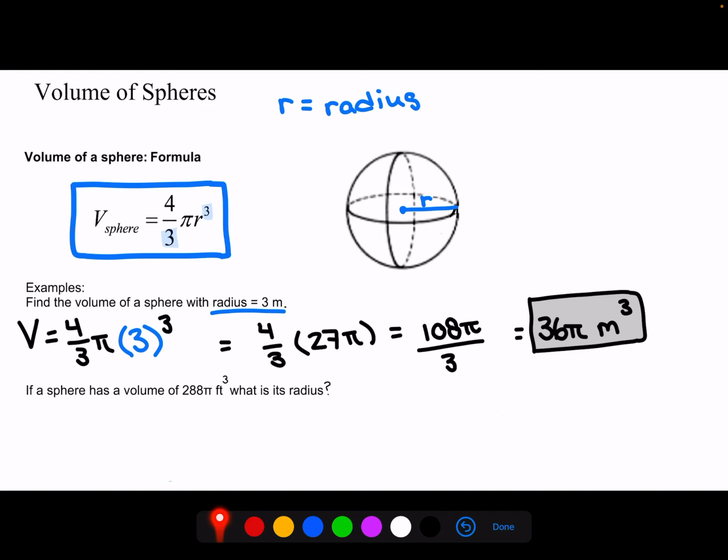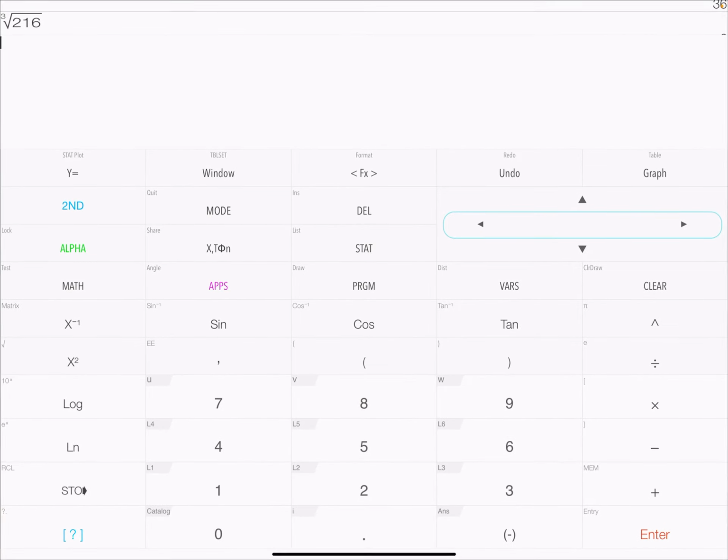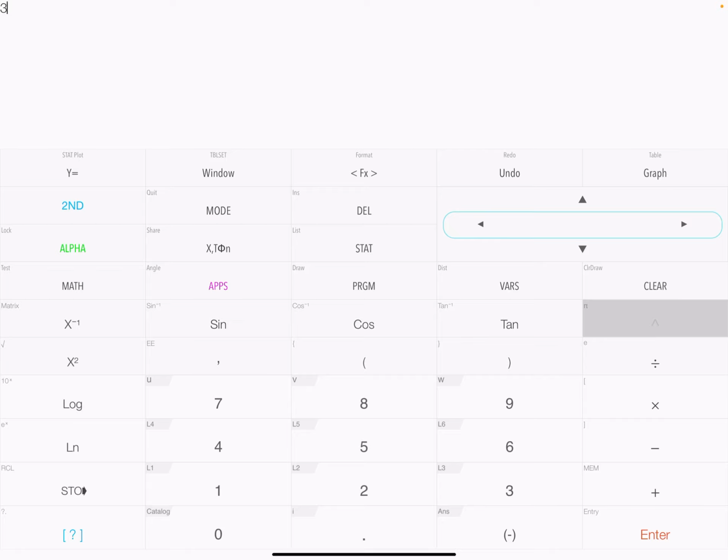Next up, if a sphere has a volume of 288 pi feet cubed, what is its radius? Now, before I actually do this one, I just want to show you guys real quick how to do 3 cubed on your calculator. If you go to a TI-83 or TI-84, this is pretty much an emulator of that. To raise it to the third power, I'm just going to do 3, and then we have this caret button here. It looks like an upward-facing arrow. It's shaded in right now. If you click on this, it will allow you to put in any exponent.